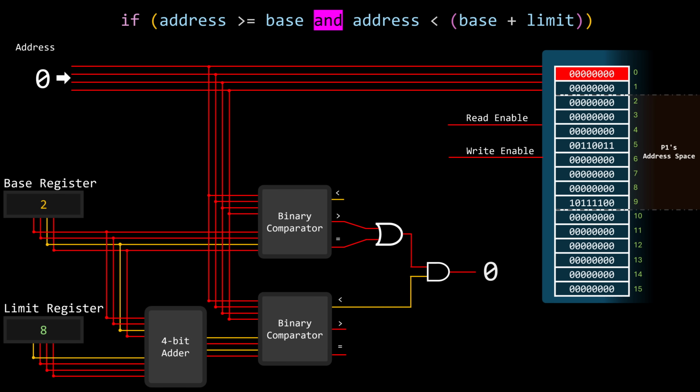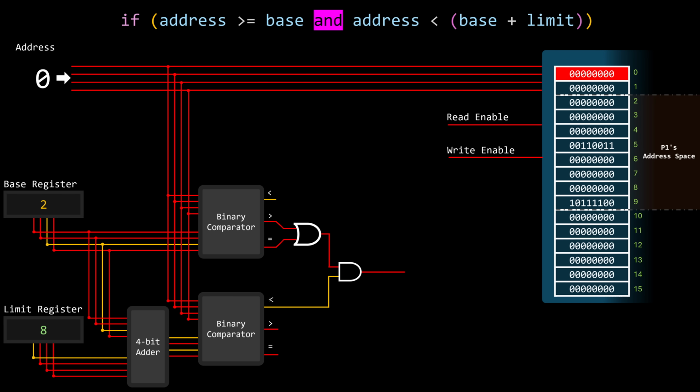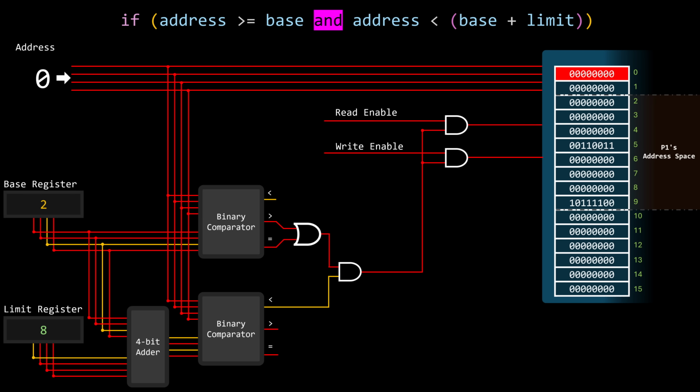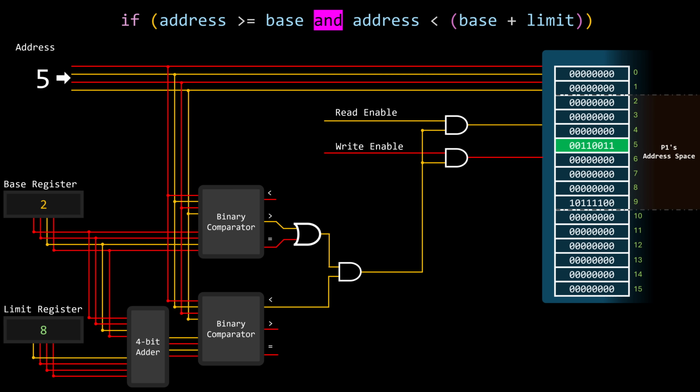So, the simplest way to block illegal memory access is to use the output of our address validator circuit to gate the read and write signals. That way, if an instruction attempts to access an address outside the process's address space, the hardware will block the read or write signal from reaching the memory module. In other words, memory will only receive the read or write enable signal if the address is within the bounds of the current process's address space.